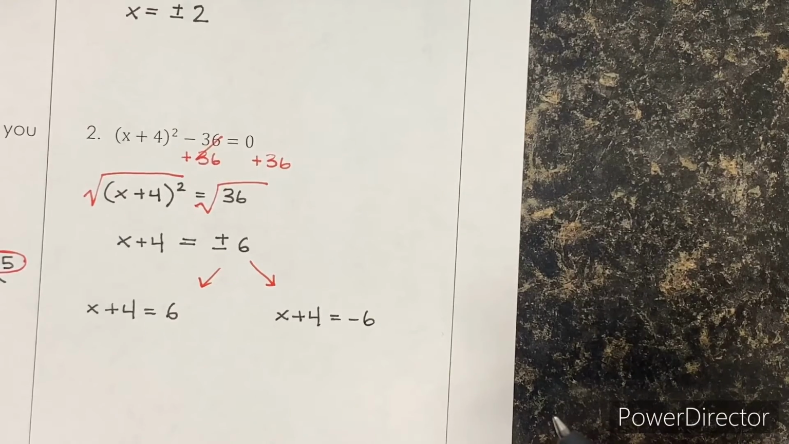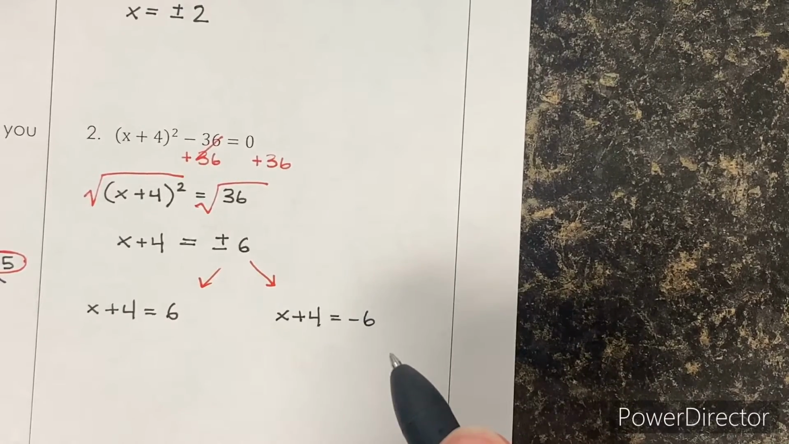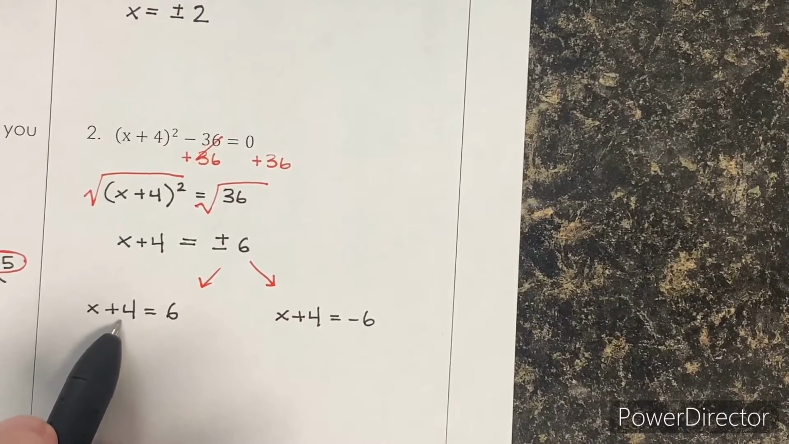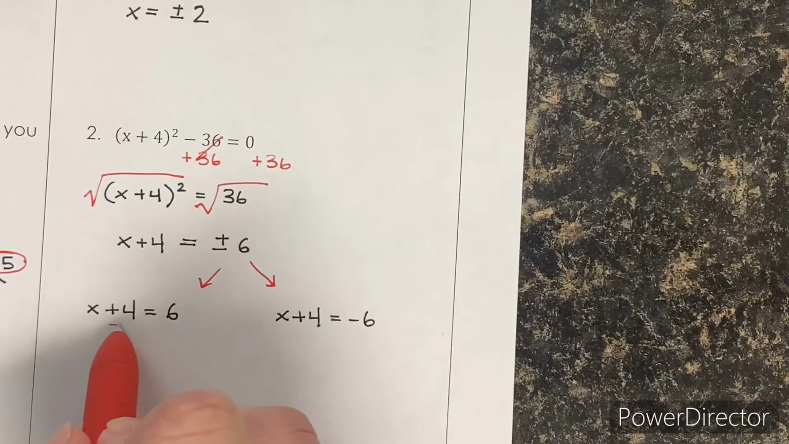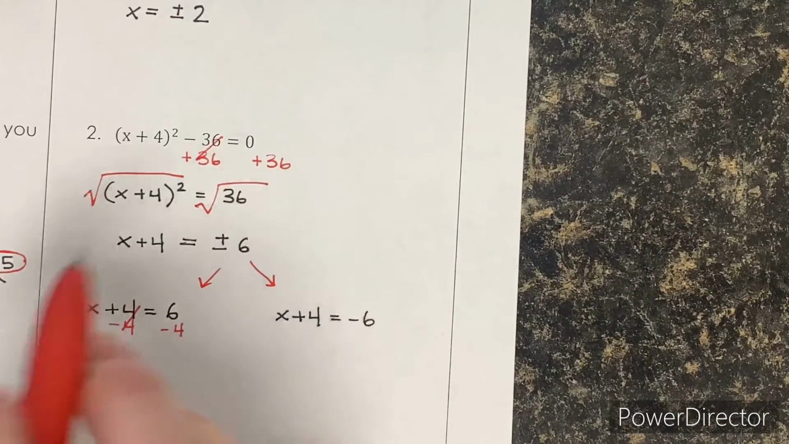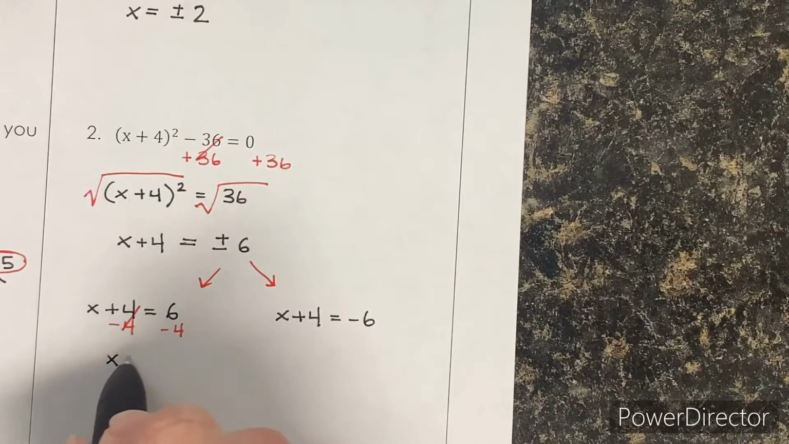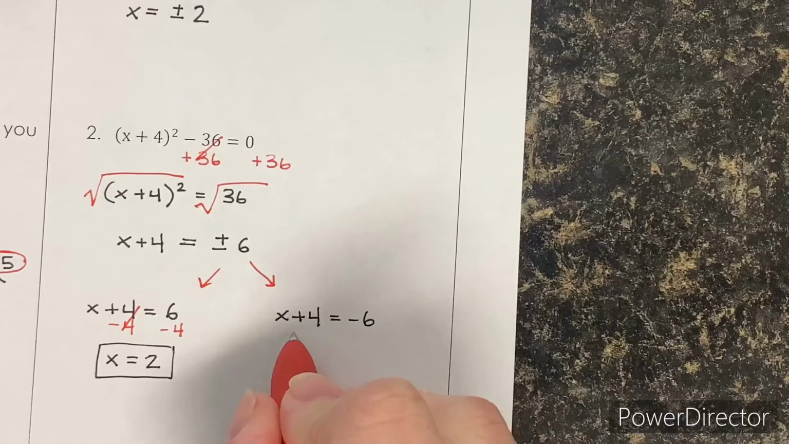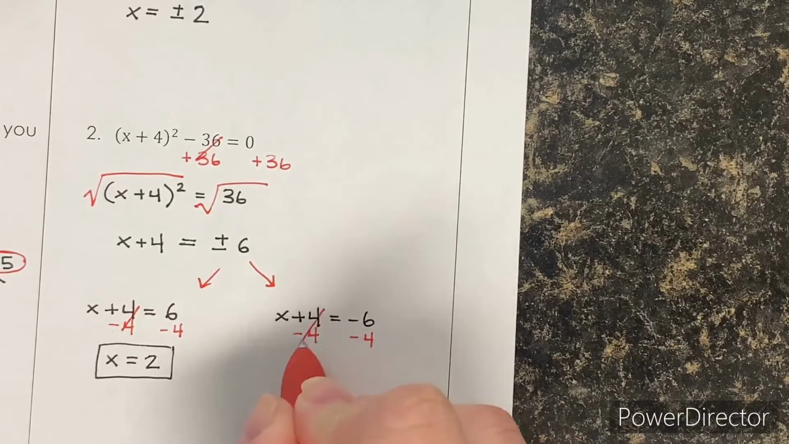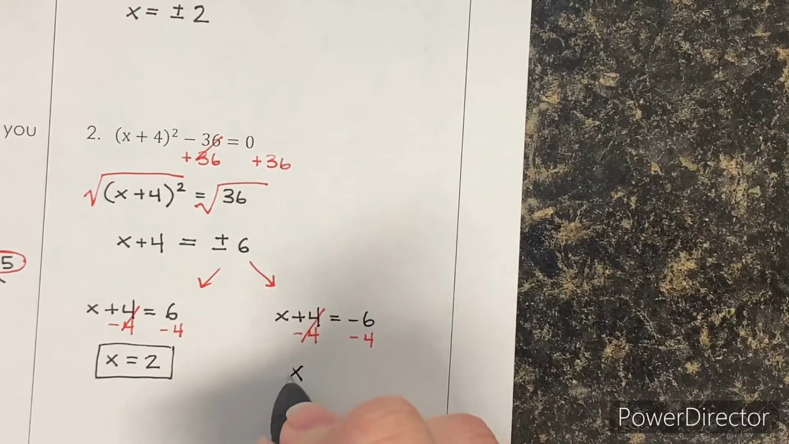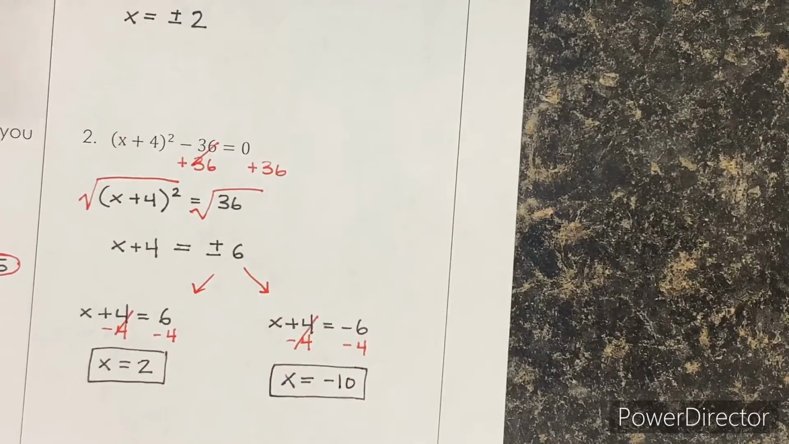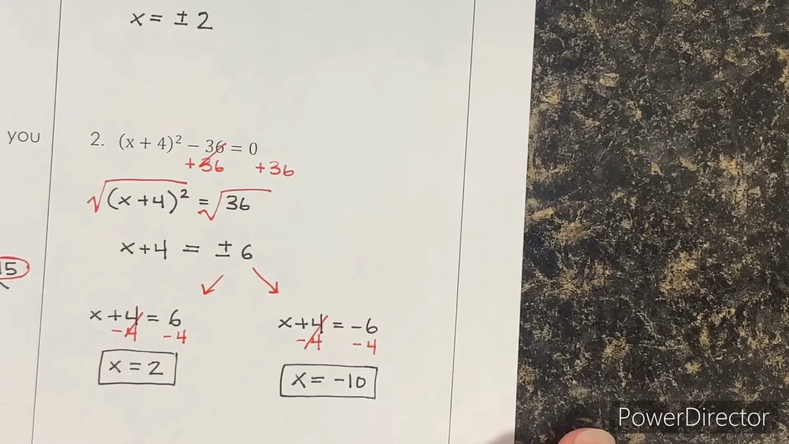And then you just finish solving. Most of the time, these are either 1 or 2 step equations, so they're not bad. This is a 1-step equation. We've got to get rid of that 4, so I'm just going to subtract 4. And I end up with x is equal to 2 on this one. And on this one, I'm going to subtract 4, and I end up with x is equal to negative 10 for this one. So that is my 2 examples on how to solve by taking square roots.